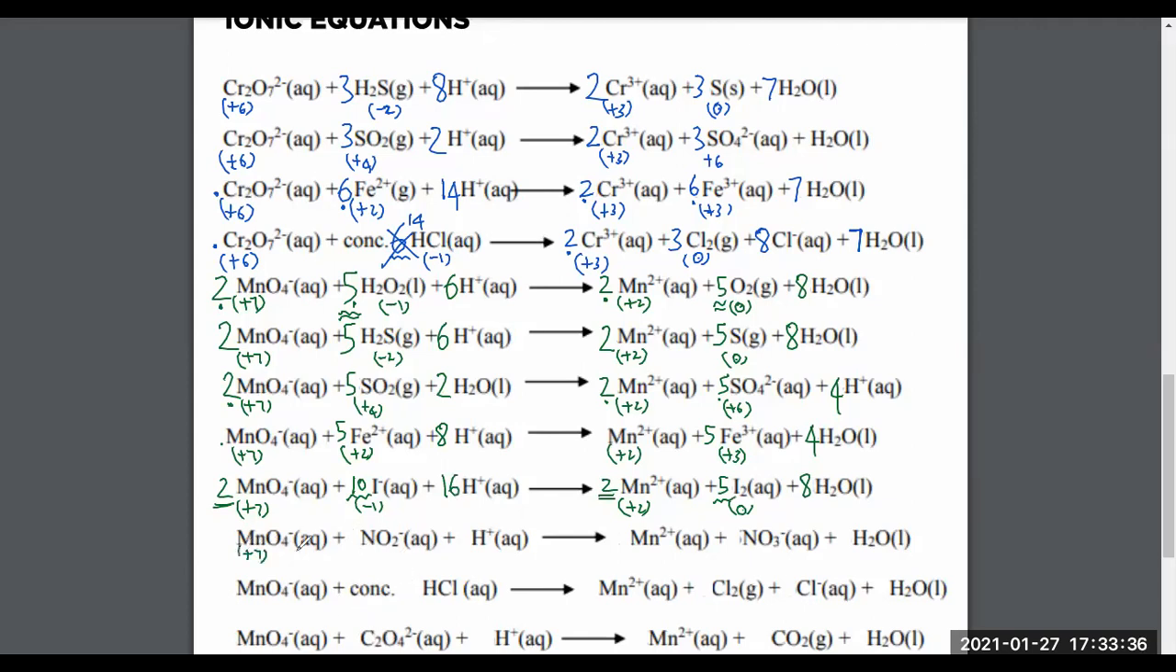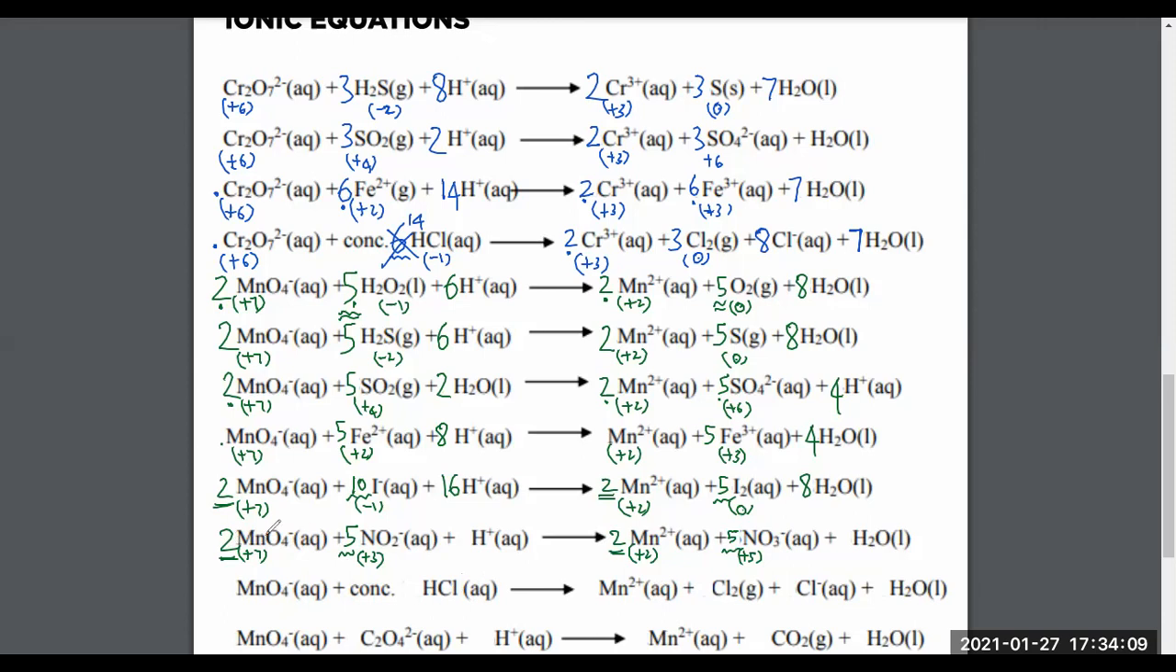Manganese is at +7. Nitrite, nitrogen is +3, NO2 minus. Manganese here is +2. Nitrate, nitrogen +5. Manganese from +7 to +2, difference is 5. Nitrite from +3 to +5, difference is 2. Using this 2, let's balance manganese. I have to put a 2 here. And using this 5, let's balance nitrate. 5. Done.